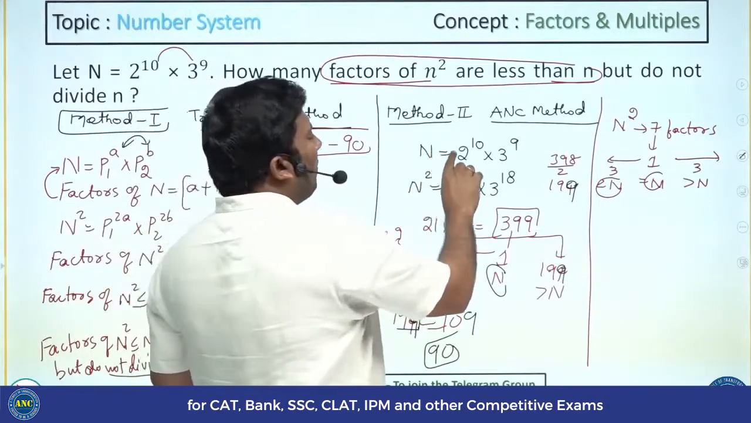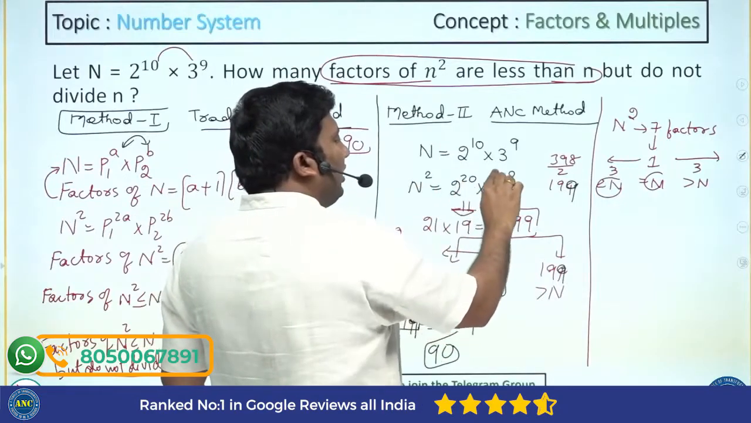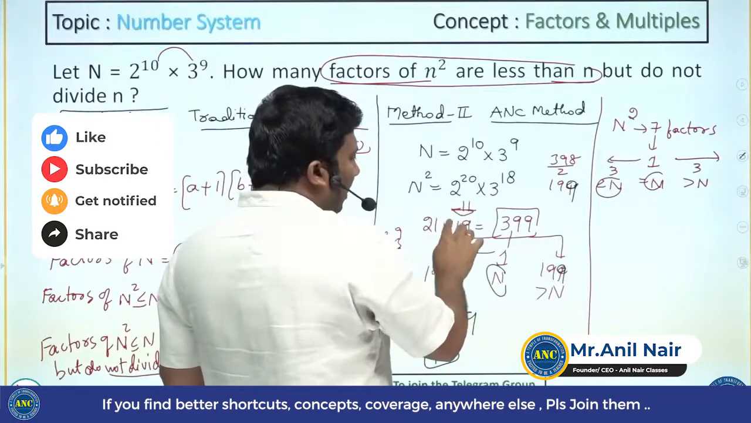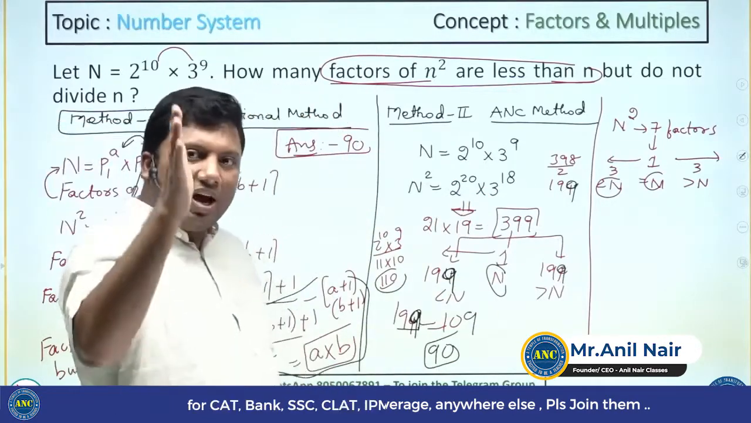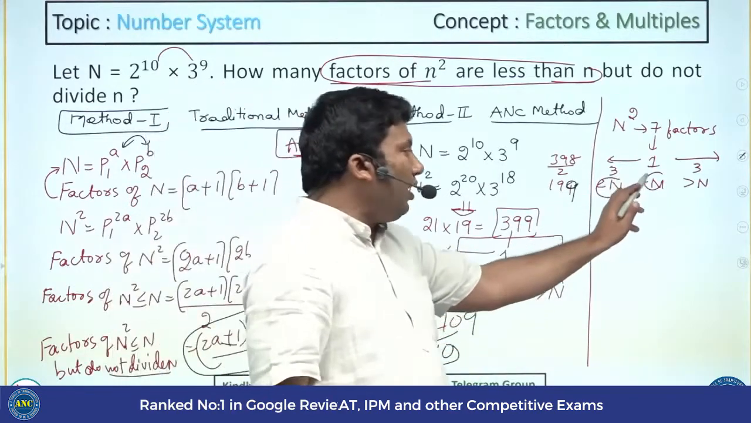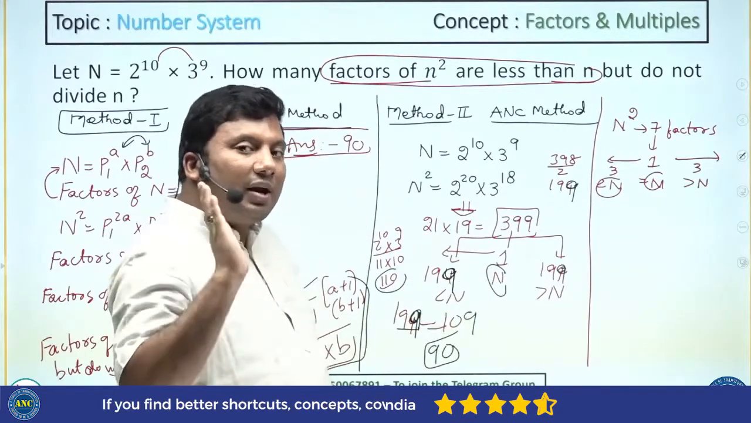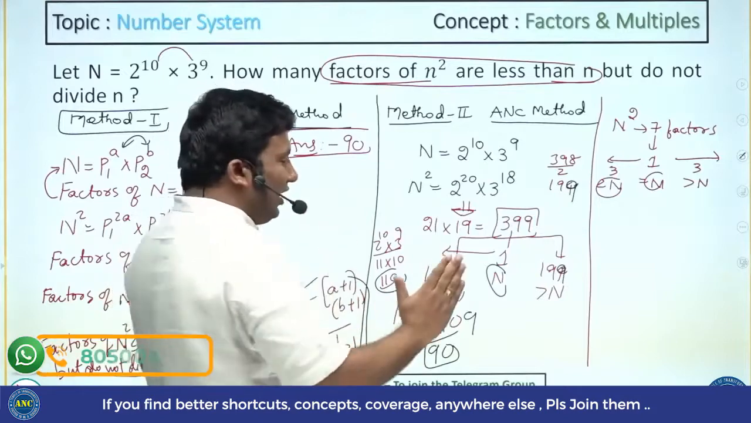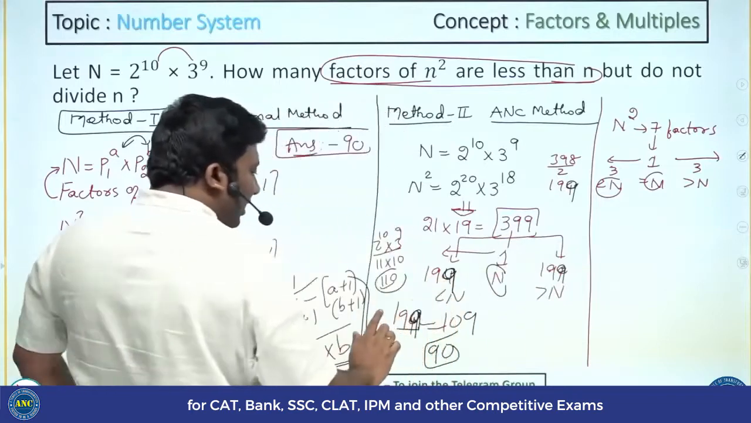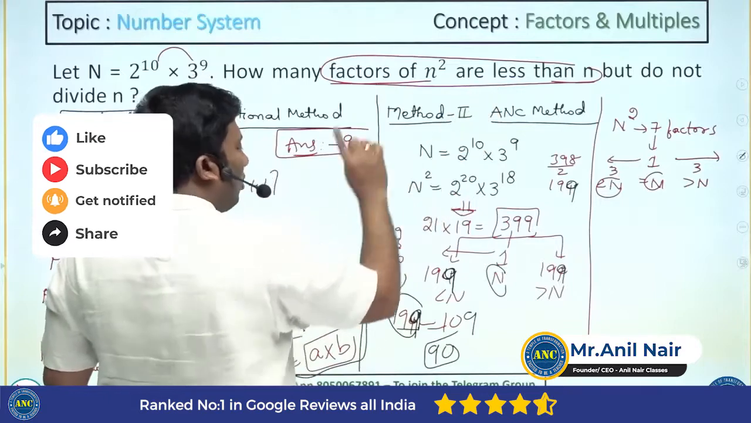N is 2 power 10 into 3 power 9. N square will be 2 power 20 into 3 power 18. How many factors will be there for this number? 21 into 19 is 399. It is a perfect square, odd number of factors. One factor will be equivalent to n. Remaining, how many are there? 398. 199 will be less than n. 199 will be greater than n. So it is 199 less than n, but do not divide n.